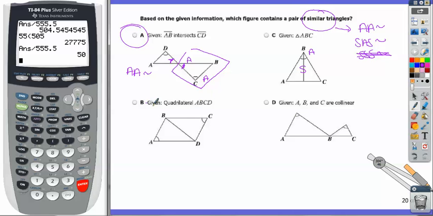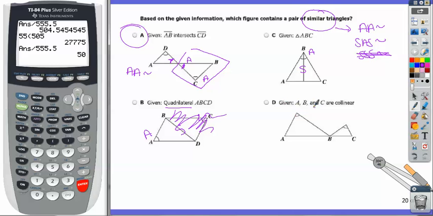So for letter B, oh, I have that reflexive property. I'm sharing a side again, and an angle. This one doesn't count because I'm dealing with one triangle only. I don't know anything about the other two. All I know is it's a quadrilateral, so that's not helping me. So looks like I'm done. It can't be this one either.